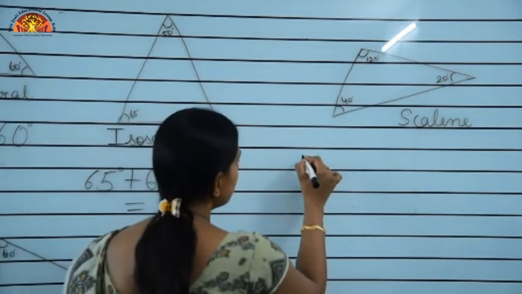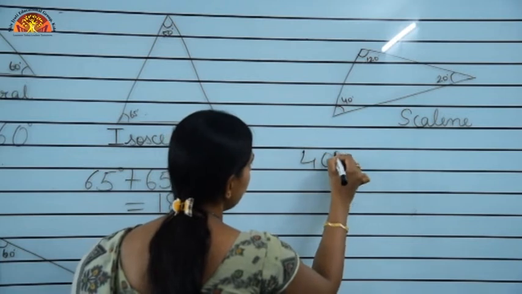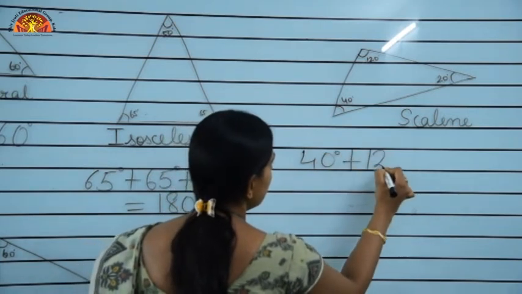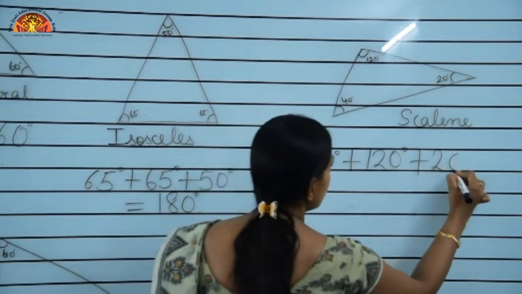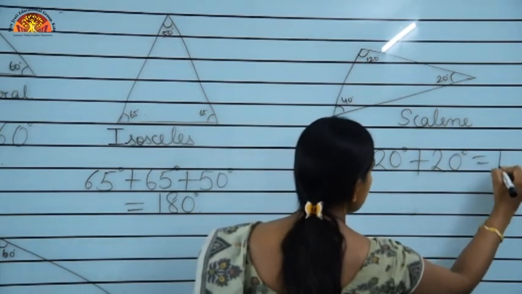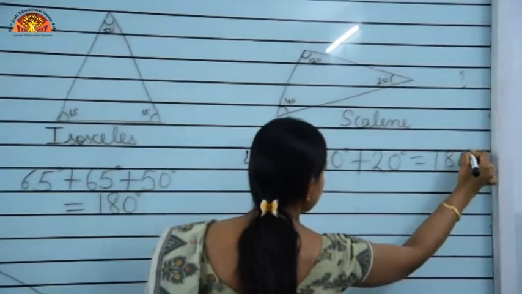So just see, 40 degree plus 120 degree plus 20 degree, which is also equals to 180 degree.